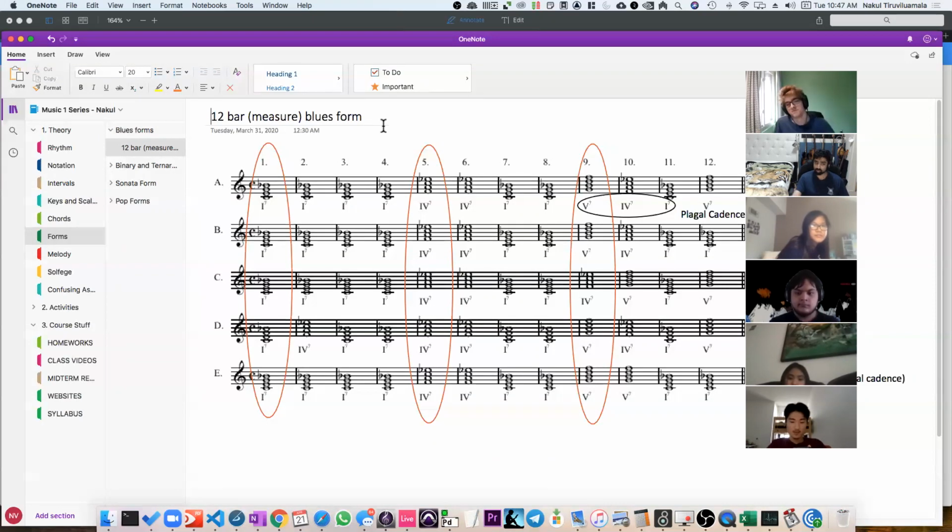All right, so I'm going to play the 12-bar blues form. I'm going to count at the speed. 1, 2, 3, 4. That's how quickly each bar advances. 1, 2, 3, 4. Ready, go.